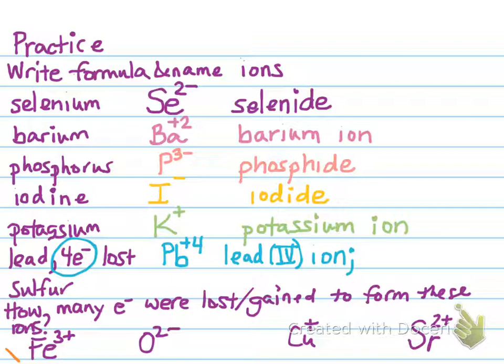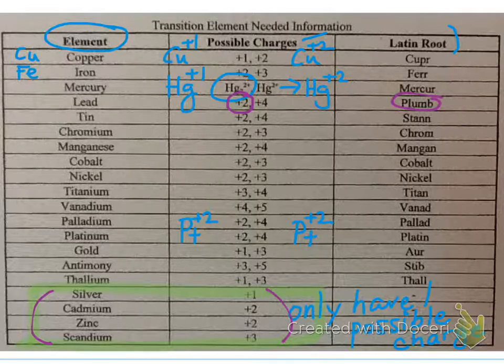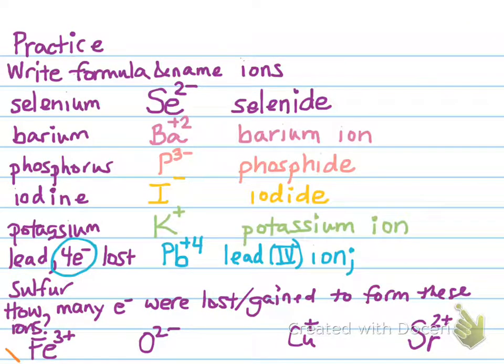Now I need to name it a second time. Now I have to use my helper sheet, right? So I'm looking at lead. The Latin root is plum, and I notice that +4 is my higher charged one. So plum. My ending when it's the higher charged one is ic, ion. So my other name for this is plumbic ion.